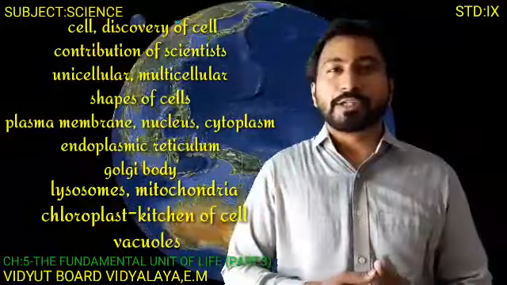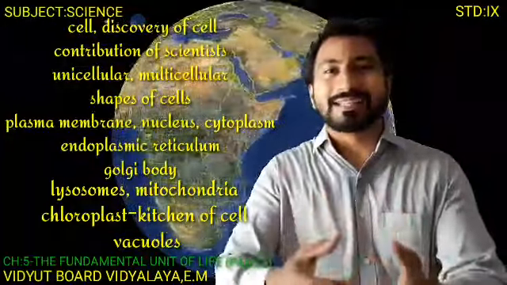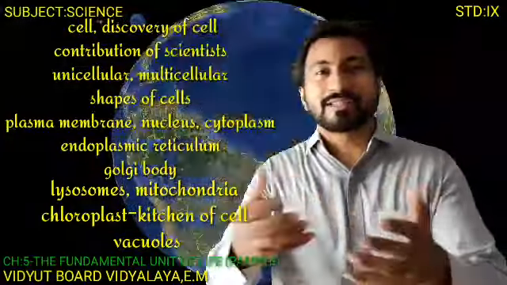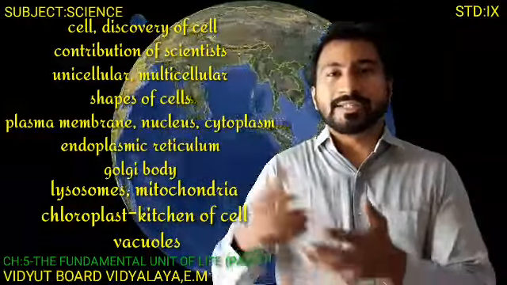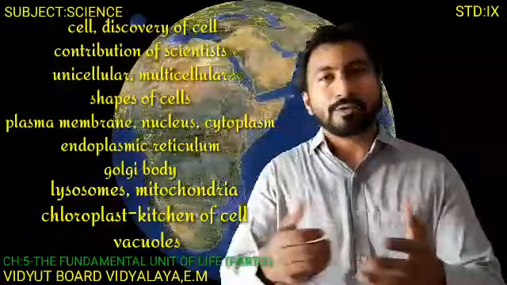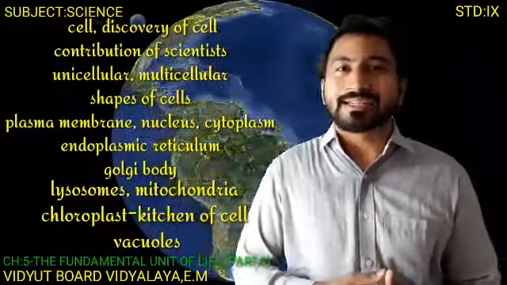Later on we went on into the chloroplast, which is said to be the kitchen of the cell, as it mainly produces food by the process of photosynthesis. And last but not the least, we went on into the vacuoles, and how they give a proper shape and texture to a typical plant cell.